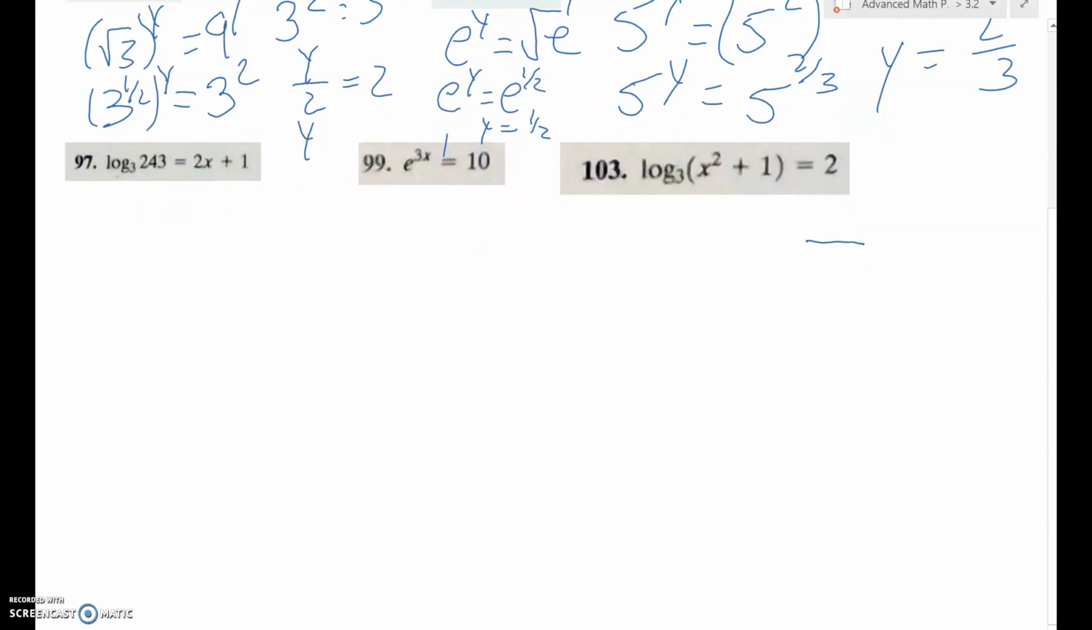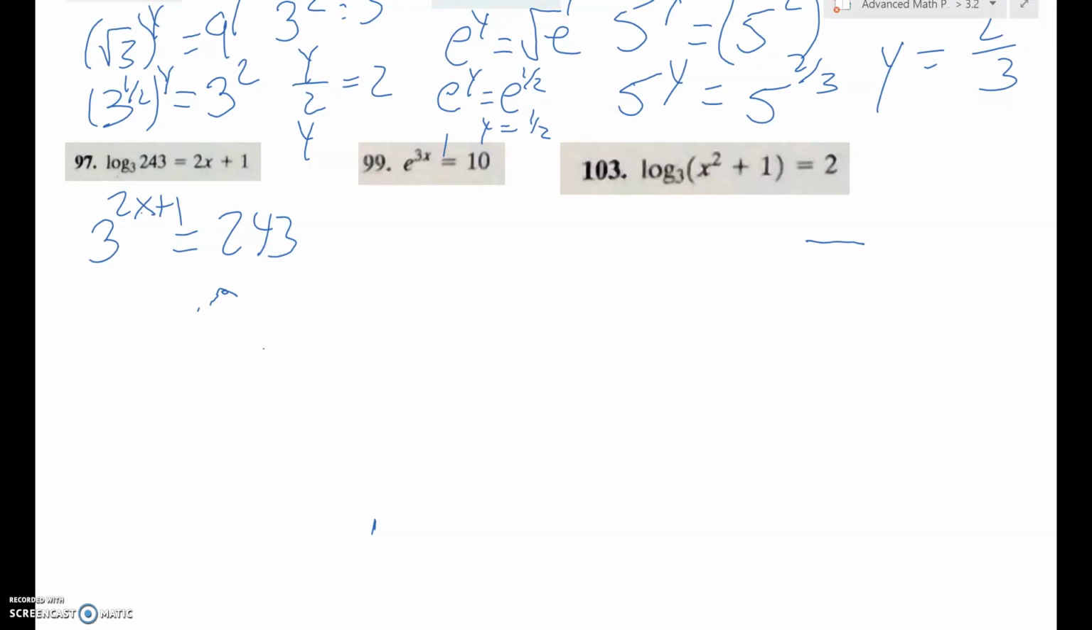All right, so the first one here, number 97, you want to change it to exponential. Now, later, there's going to be another way we can do this, which is log base 3 of 243, and you could actually do this too. We could type that in a calculator, get an answer. We can also try to figure that out. But the other way to do it is change this to exponential. So 3 to the 2x plus 1 equals 243.